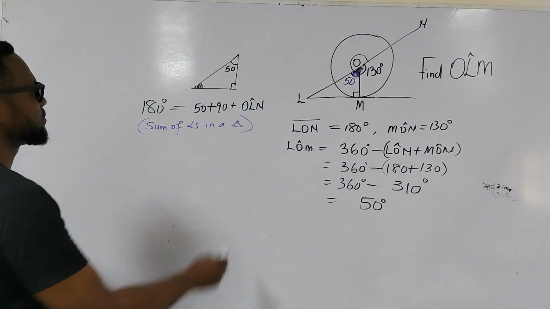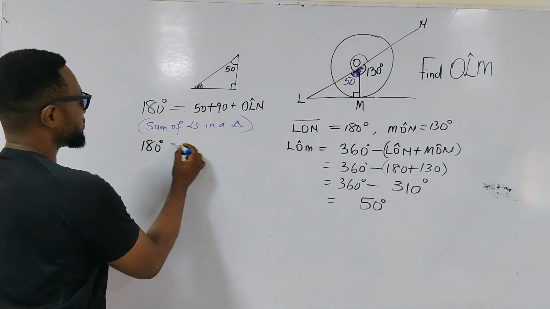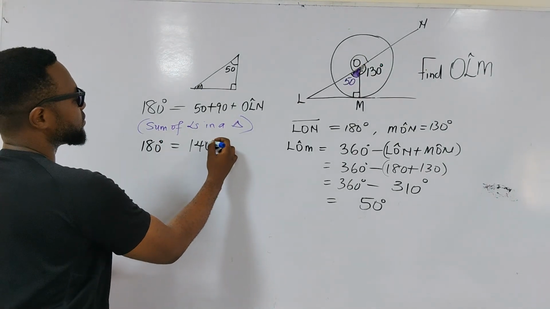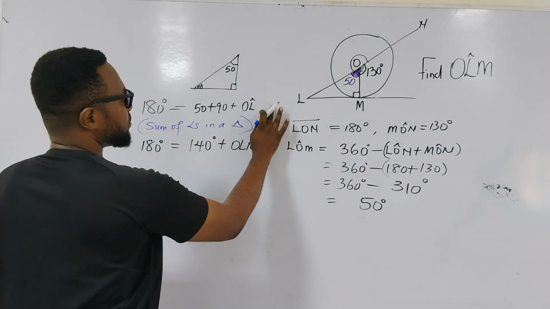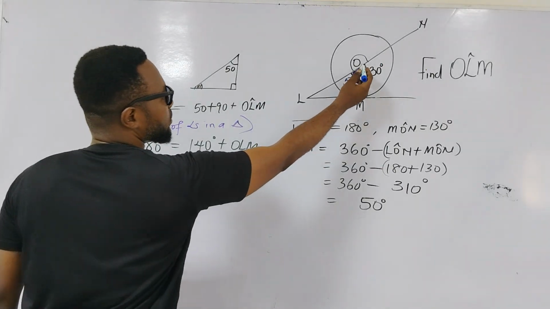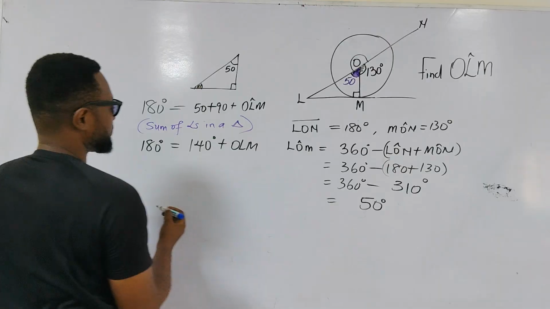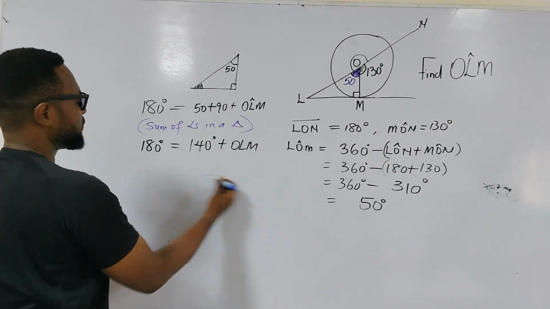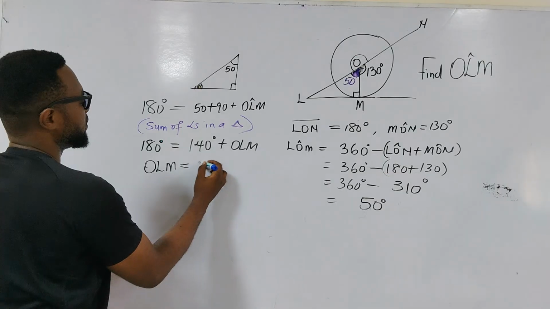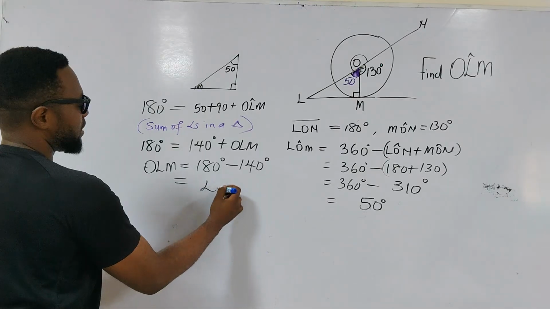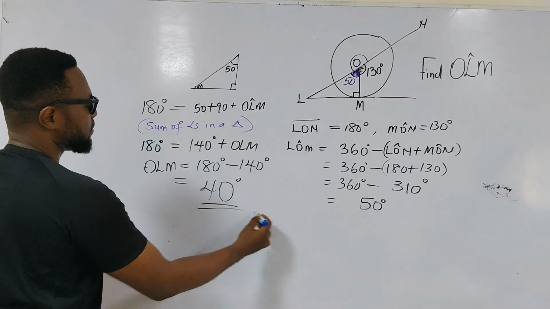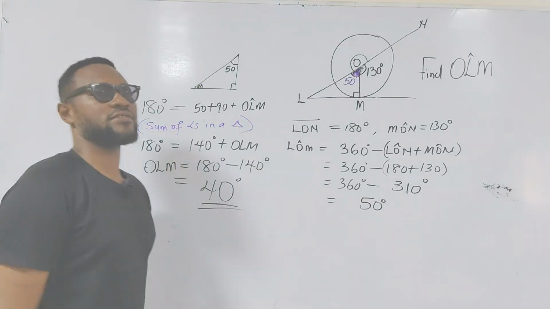Okay. So 180 degrees equals 140 degrees plus OLM. So subtract 140 from both sides. OLM is 180 degrees minus 140 degrees. And OLM is what? 40 degrees.